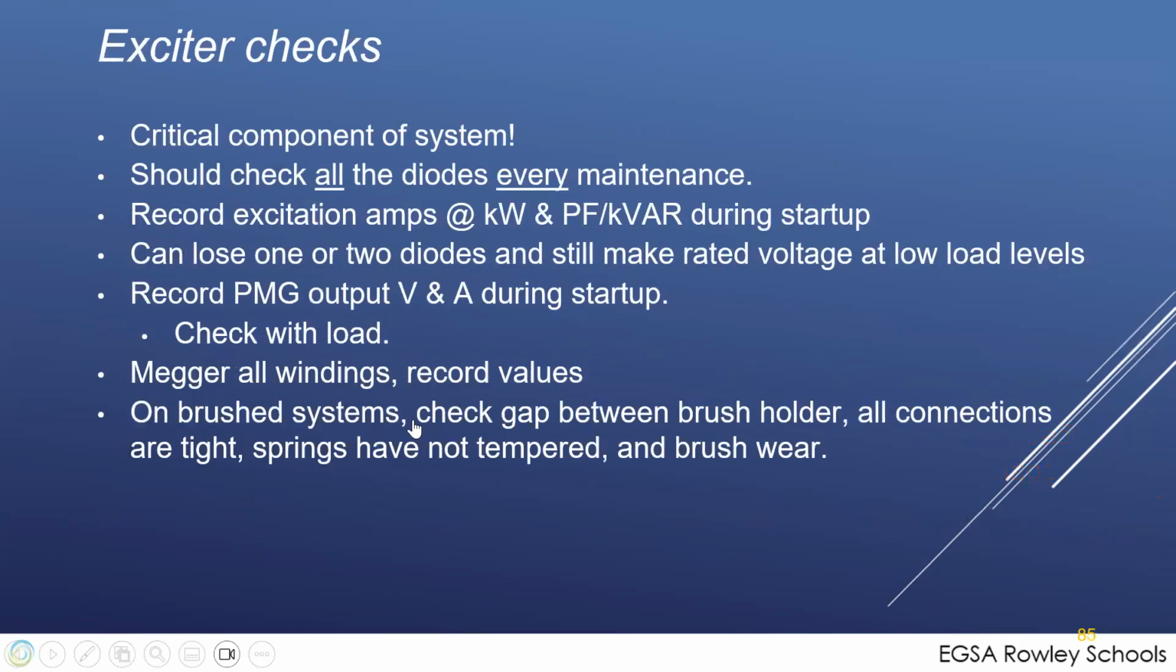Next is exciter checks. Again, this is critical for every system. Every time you do an outage, you should check every diode. We talked about missing a piston on your car and not having the power. Well, if you start to lose one exciter diode, you probably still make voltage, but the other diodes are going to get stressed even more, and soon they'll start failing one after another. So you really need to check it every maintenance.